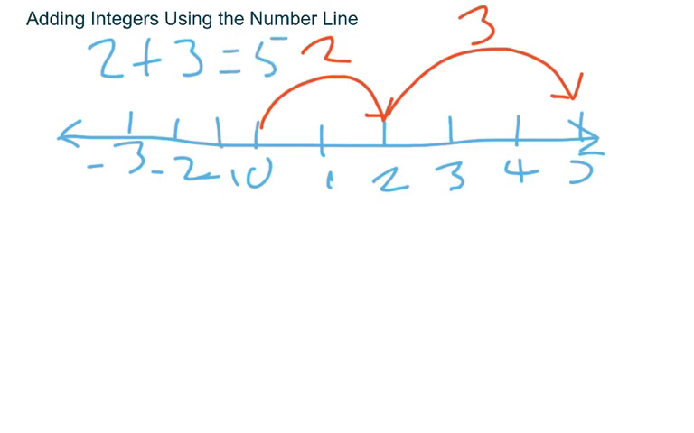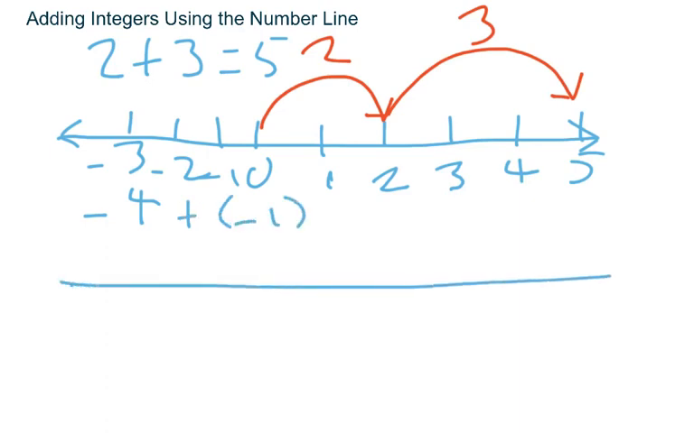What if we have some negative numbers involved, though? What if we're looking at -4 plus -1? I'm going to try to draw my number line nicer this time. Let's see if I can do that. -5, -4, -3, -2, -1, 0, 1. That will actually turn out to be okay for this one.